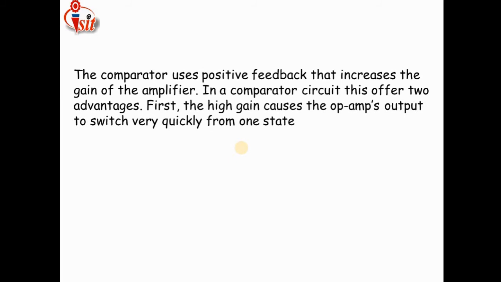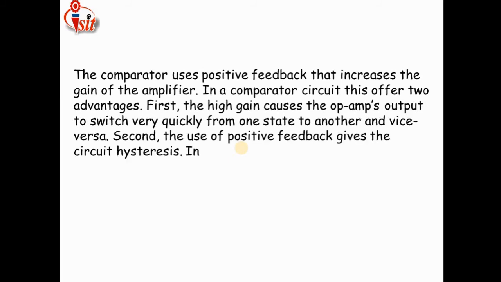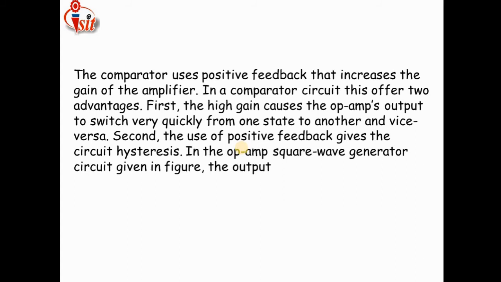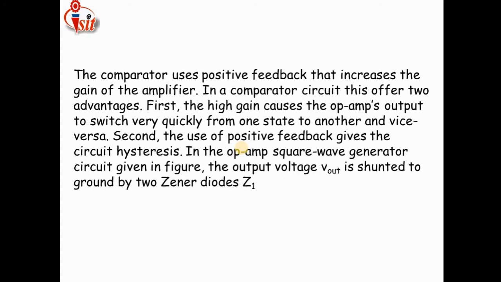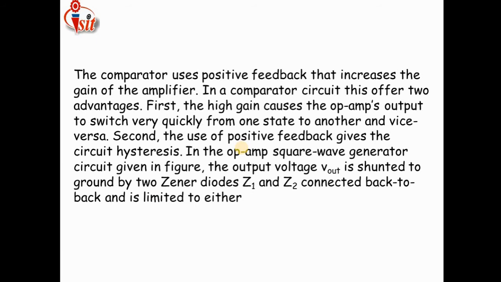The comparator circuit offers two advantages. First, high gain causes the op-amp's output to switch very quickly from one state to another and vice versa. Second, the use of positive feedback gives the circuit hysteresis. Hysteresis means the upper threshold voltage minus the lower threshold voltage.